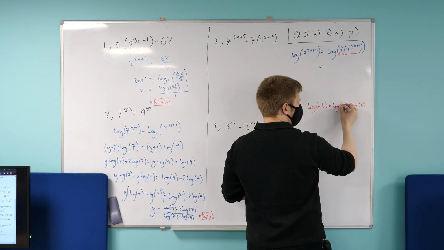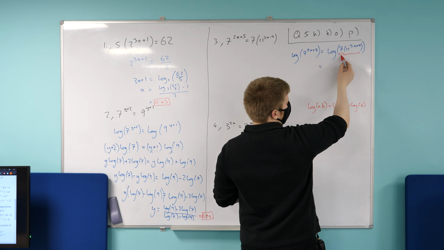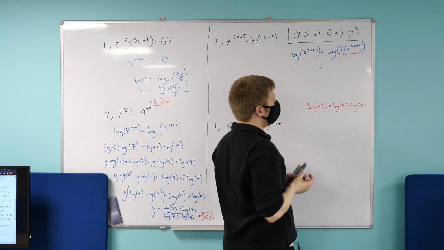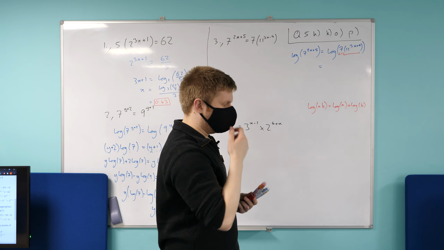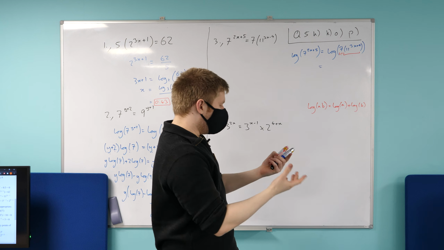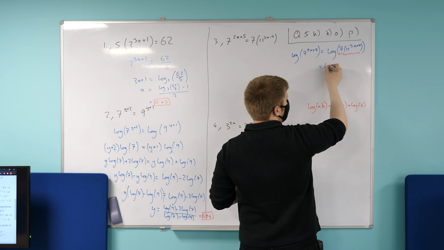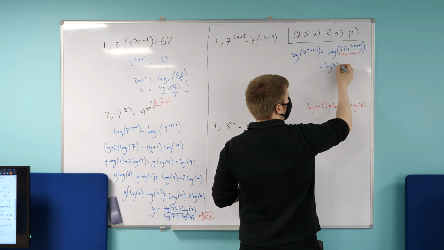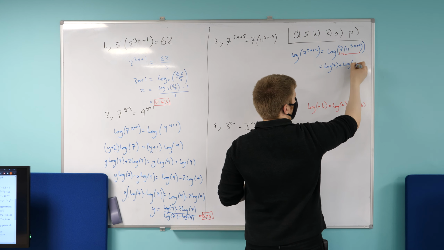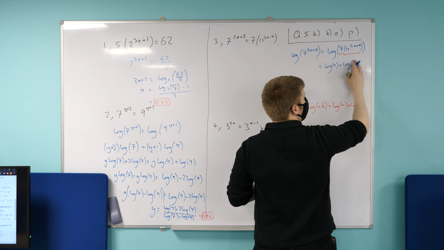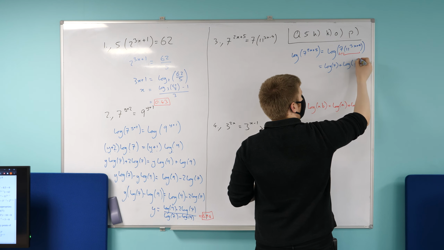Okay, that's kind of what I've got here, isn't it? That's my a, that's my 7, and that's my b, that's my 11 to the power of 3x minus 4. So therefore, this should be the same as log of 7 plus log of 11 to the power of 3x minus 4.